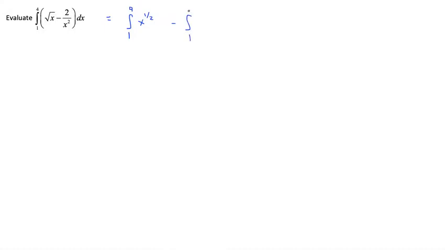Minus the integral from 1 to 4. Same thing with this guy. We'll write that as 2x to the negative second power. We can split it up, or we can just do it all in one shot. It doesn't really matter.